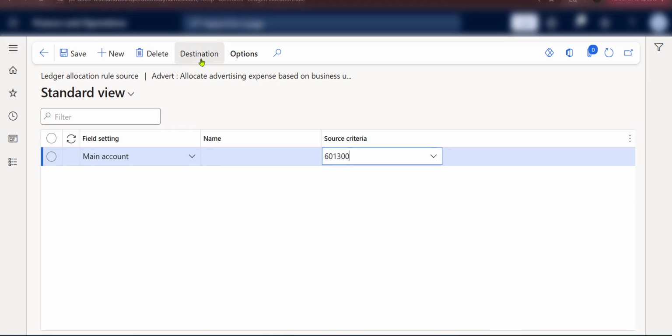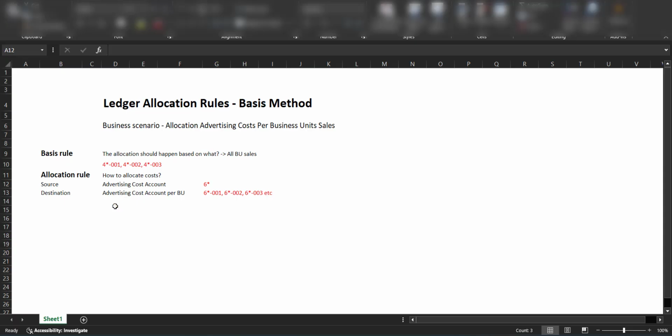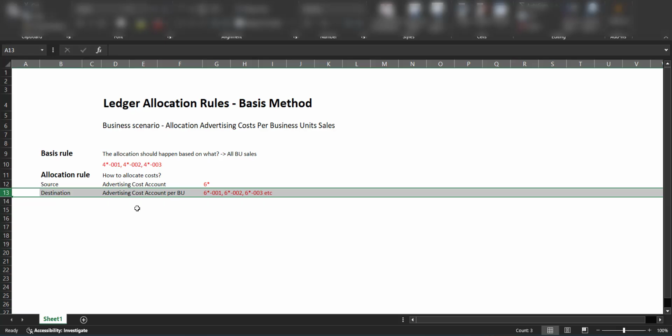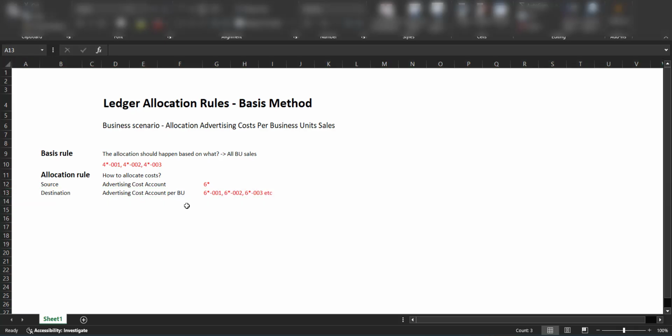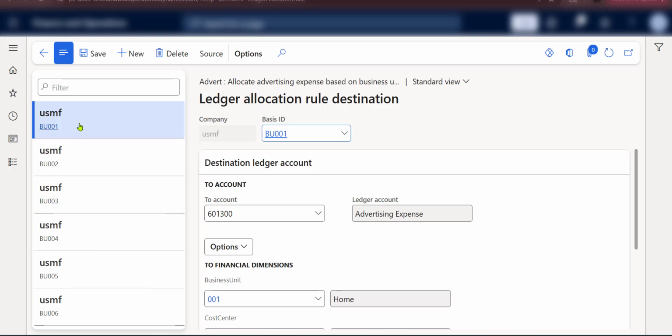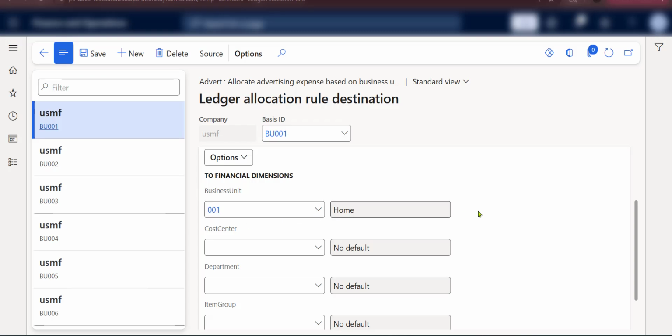Okay, now we can move to the destination part. Very straightforward. Moving back here, destination, that's your advertising cost per business unit. And again, from this list, you see one rule per business unit, 001, 002, 003. They are all following the same logic, meaning that you see the basis, you need to tie this specific basis rule which is created into this destination. So for 001, it's going to refer to your sales side to use that as a basis to allocate, right? And then the destination account, that's going to be your advertising cost account associated to your business unit 001.